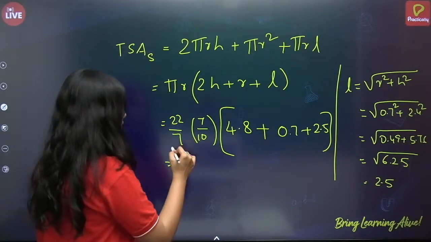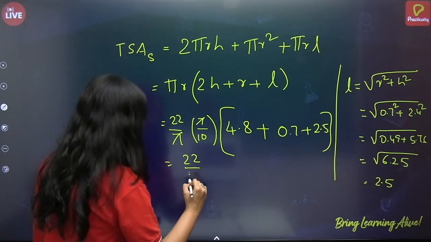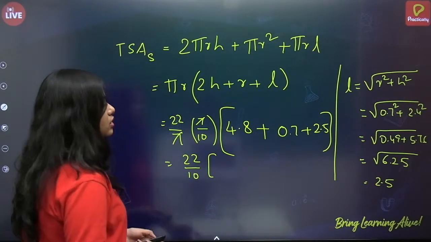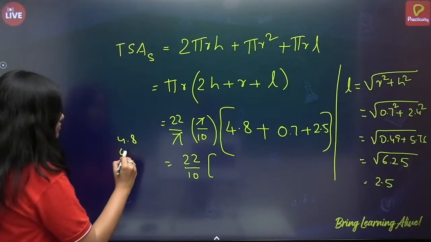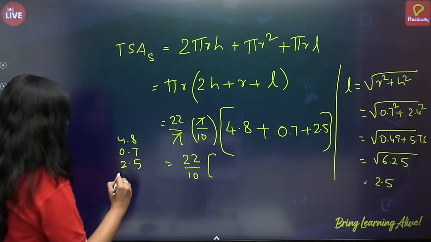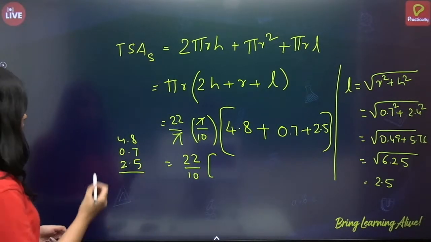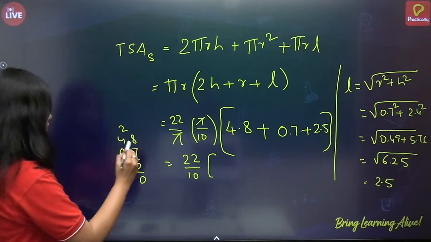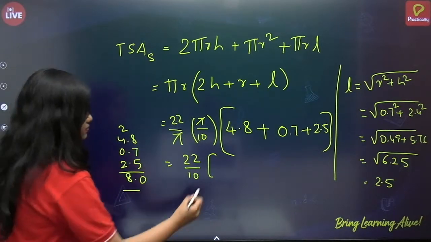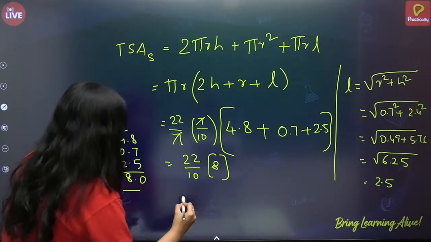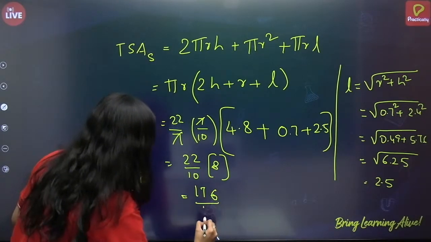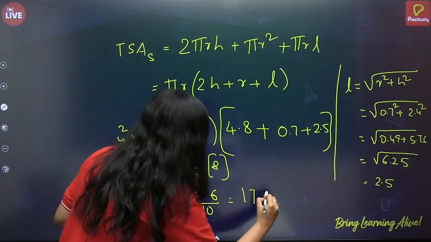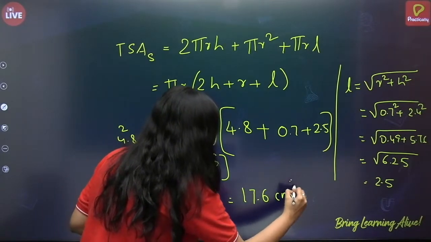Let us find it. 22 by 10 of 4.8 plus 0.7 plus 2.5. 8 plus 7 is 15 plus 5, 20. 4 plus 2, 6 plus 2, 8. 8. So 8 2s are 16, 8 2s are 16, 17. 176 by 10. So it is 17.6 centimeter square.